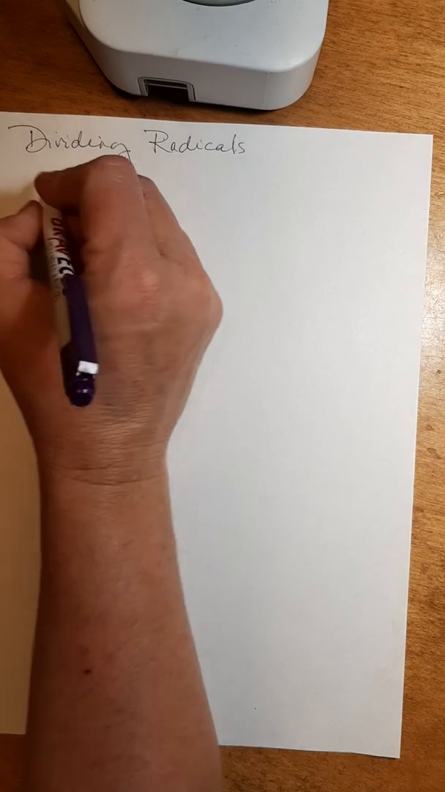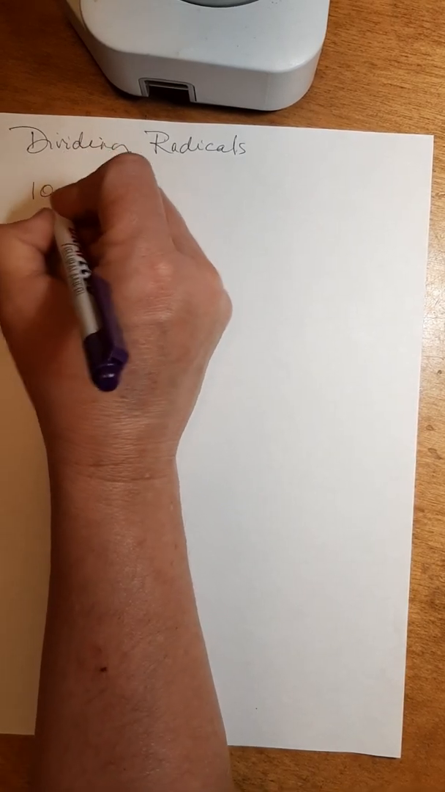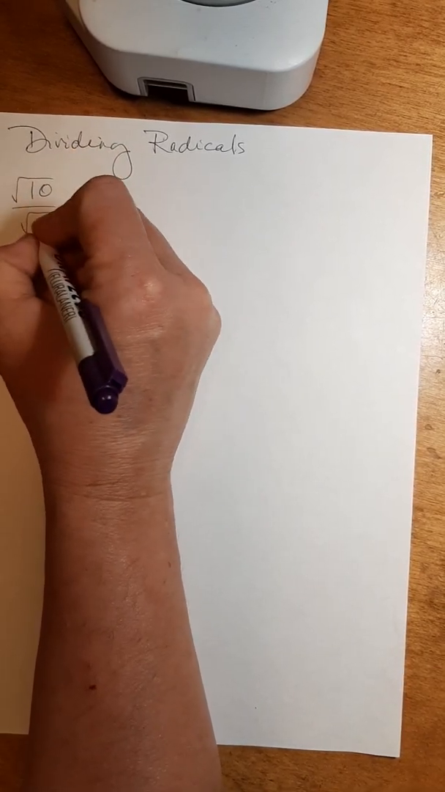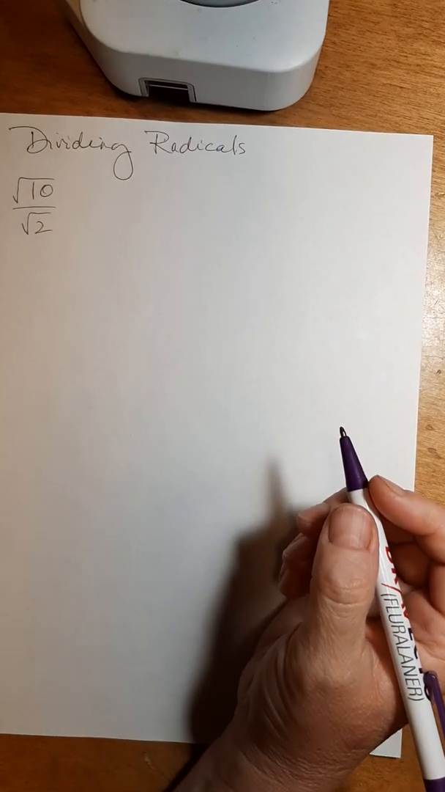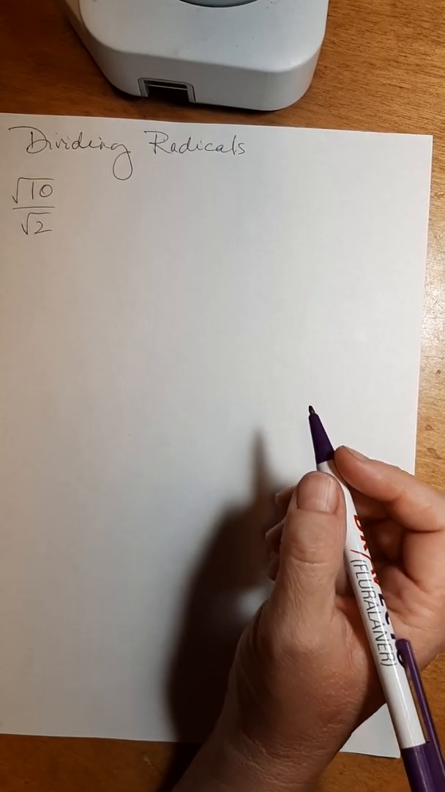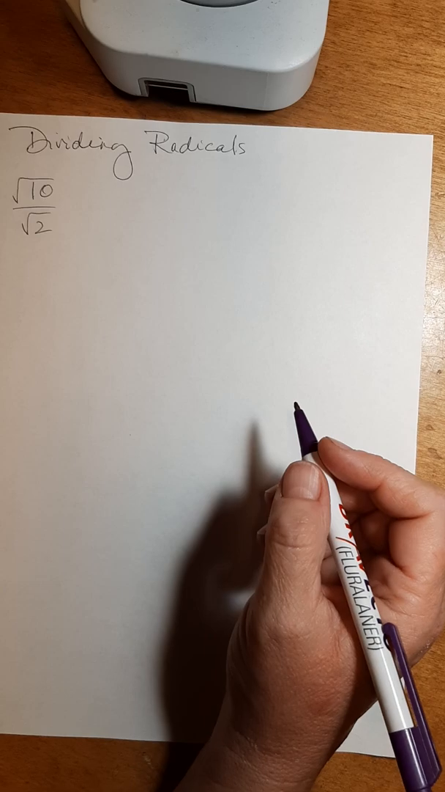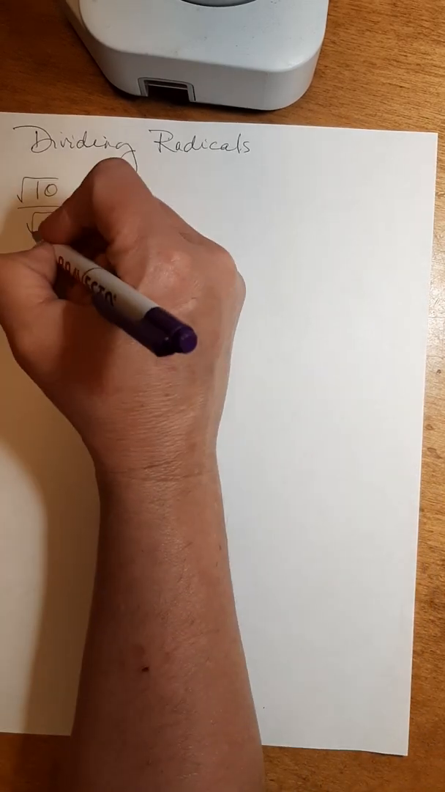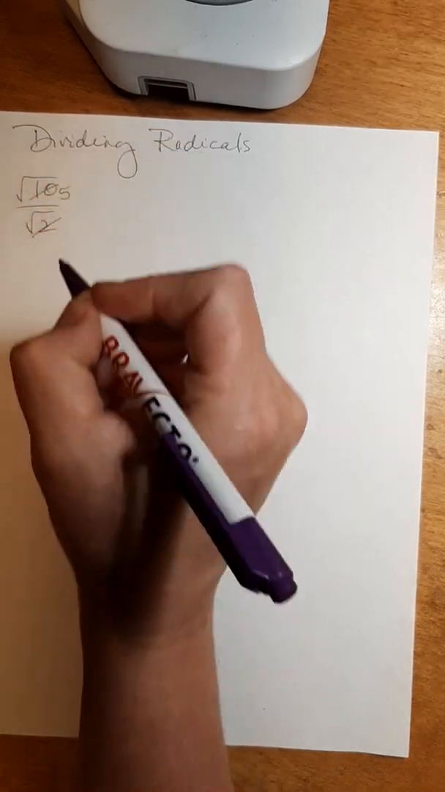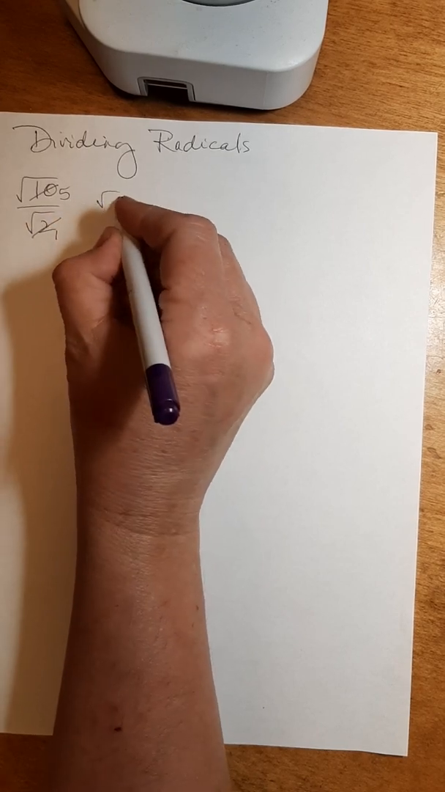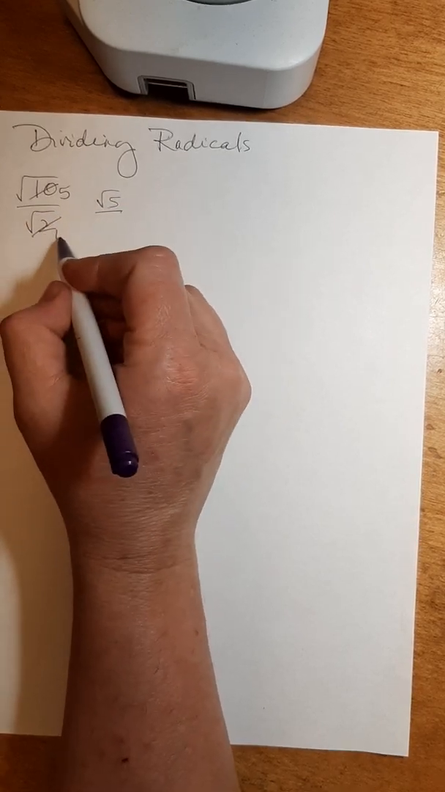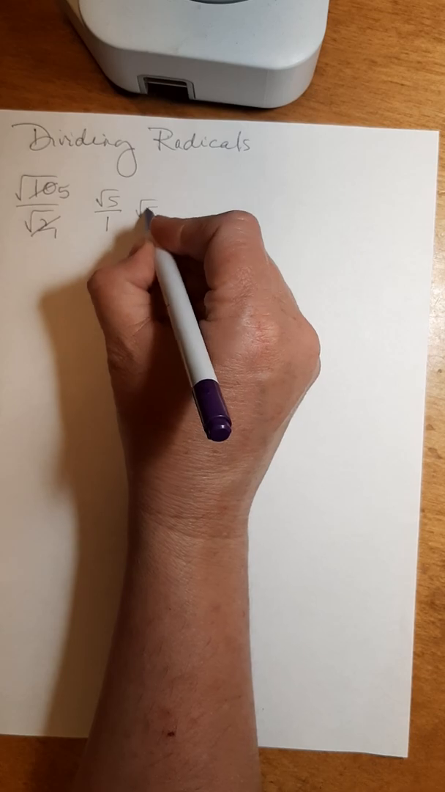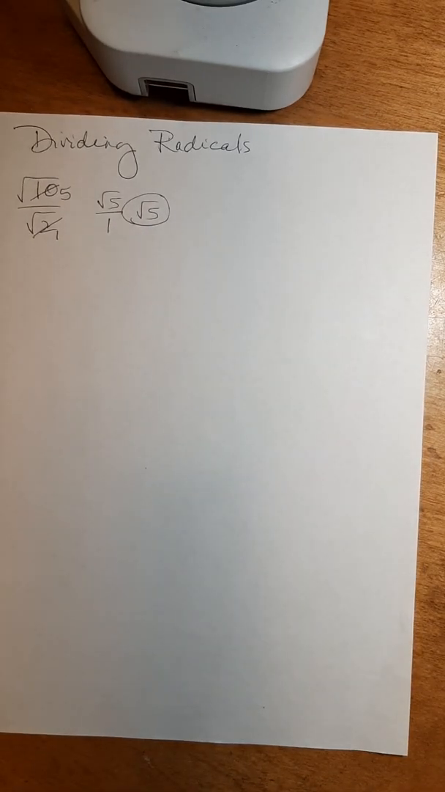Dividing radicals. Let's say I had something like square root of 10 over square root of 2. As long as they're both underneath the square root and they're the same index, you can just cancel them. So 2 goes into 10 5 times. So square root of 5 over square root of 1, which is just 1. So square root of 5.